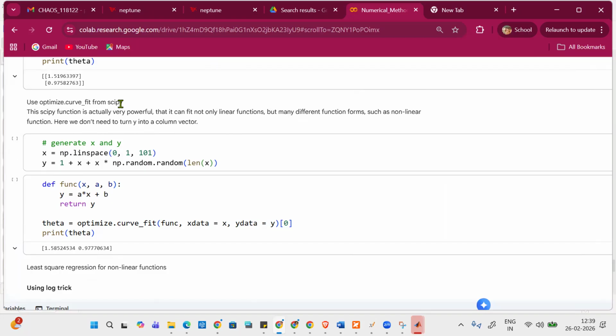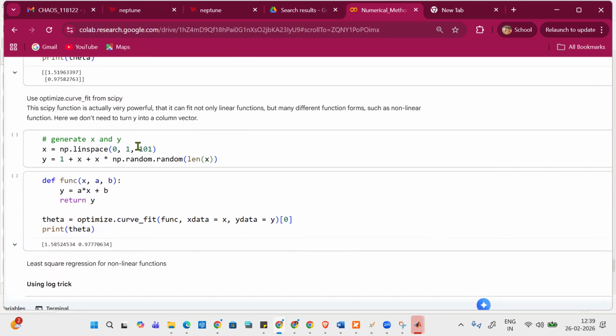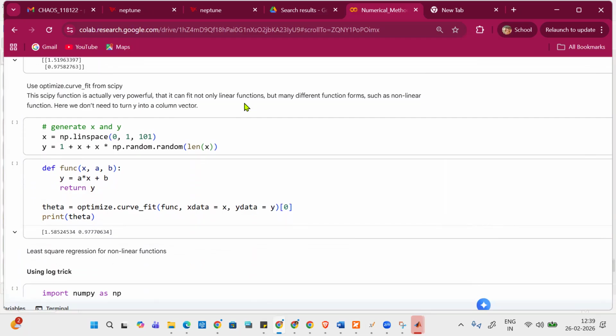Least square, LSTSQ, least squares. It can fit not only linear functions but many different function forms, such as nonlinear ones also.